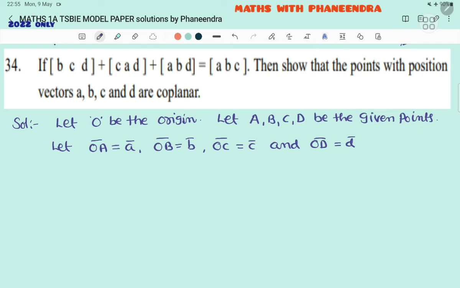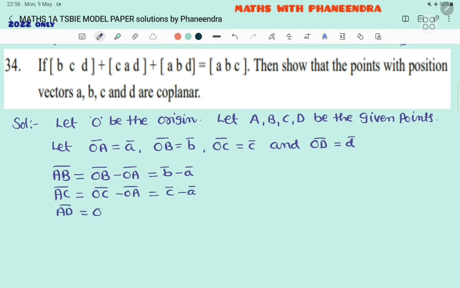Next, AB, AC, AD. When the 4 points are coplanar, we conclude that box of AB, AC, AD is zero. In the previous problem also we discussed. Consider AB is equal to OB minus OA, that is equal to B bar minus A bar. Similarly, AC is OC minus OA, that is equal to C bar minus A bar. Next, AD is OD minus OA, equal to D bar minus A bar.